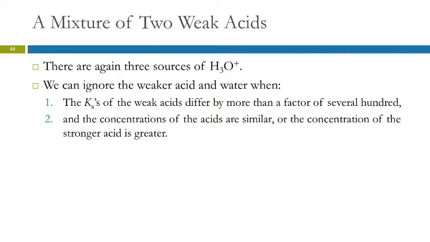So that was a strong acid and a weak acid. What if we have two weak acids? Well, there's still the three sources: each acid and water itself. There are situations in which we can ignore the weaker of the two acids and the water. So if the Kas of the weak acids are different by more than a factor of several hundred, so if their exponents differ by several digits and the concentrations of those acids are similar, or we have the stronger acid present in a higher concentration, then the weaker acid isn't going to matter at all.